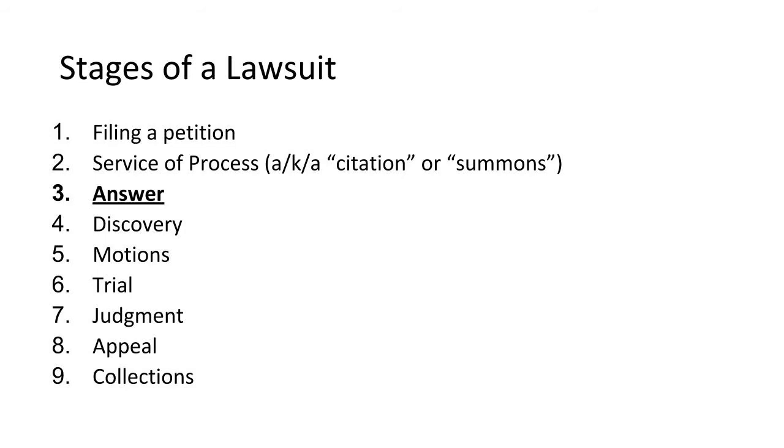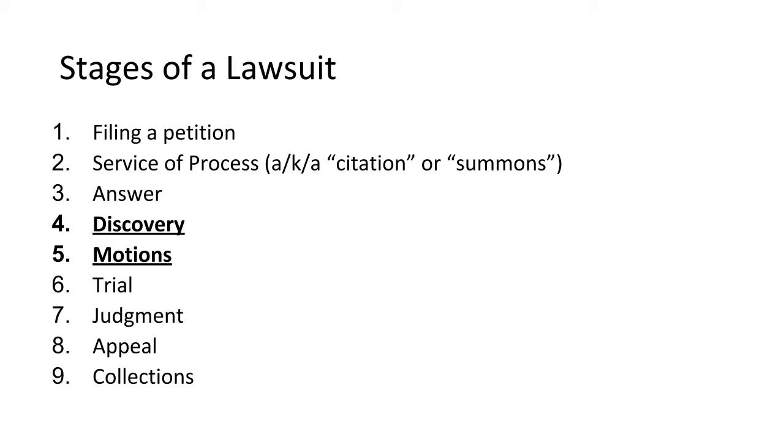The answer is the defendant's response to the petition, so it might include just a denial, or it might state defenses such as a self-defense argument, or it might include a countersuit, although technically a countersuit is different than an answer. If an answer is not filed in time, the defendant loses the lawsuit by default. Once the lawsuit has an official statement from each side, that is a petition and an answer, then the lawsuit can proceed to steps 4 and 5, which are discovery and motions.